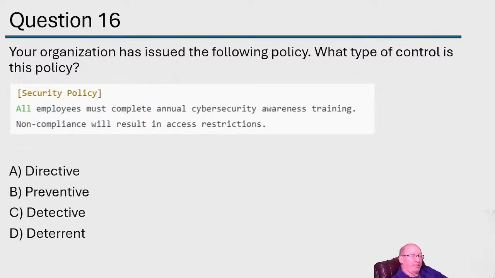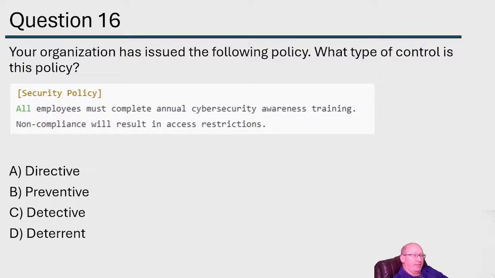All right, question number 16. Your organization has issued the following policy. What type of control is this policy? We see a security policy. All employees must complete annual cybersecurity awareness training. Non-compliance will result in access restrictions. And of course, we have directive, preventive, detective, and deterrent control. What do you think on this one? I'll give you about 5 seconds left to answer this one as we go through.